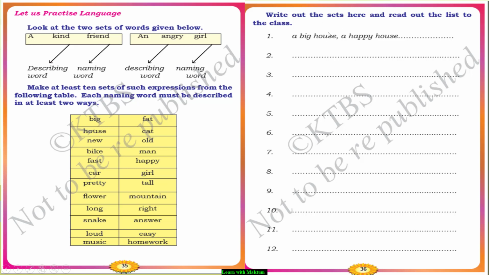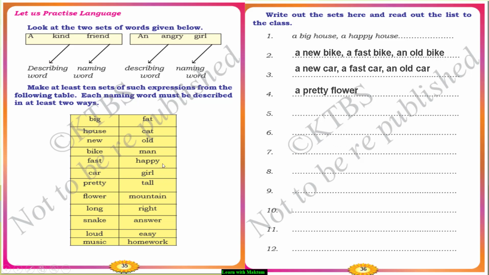You have to make some sets here in this side. Like for example, they have given one big house. They have written a big house, as well as they have written a happy house. Like this, you can also write for others also. Okay, let us start with this. A new bike. Here, new is there, bike is there. I can write it as a new bike, a fast bike, an old bike. Next, car is there. I can write it as a new car, a fast car, an old car.